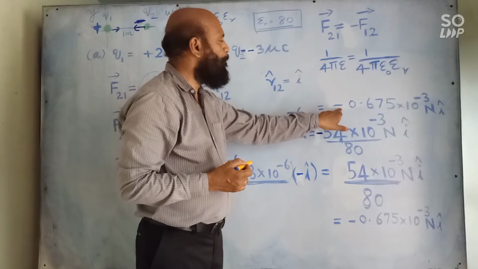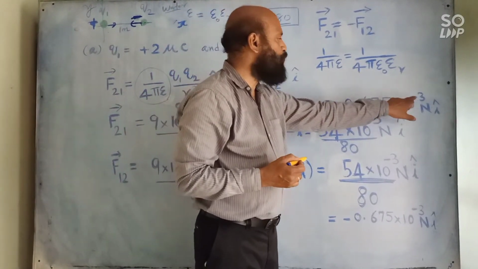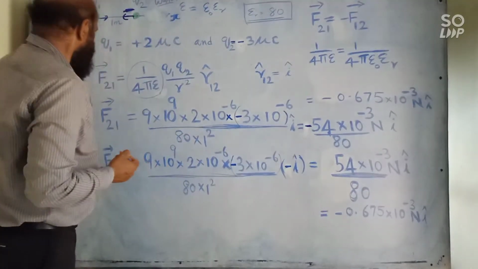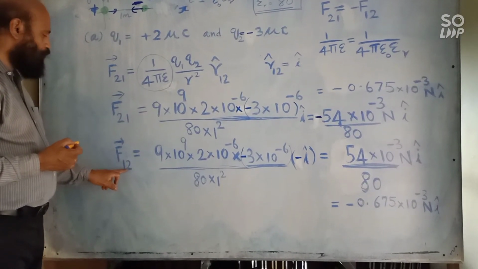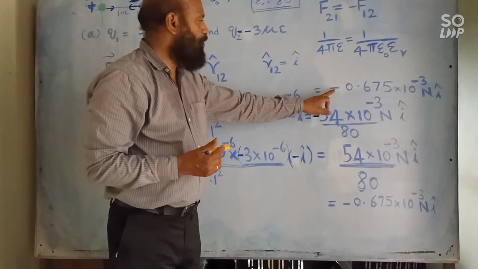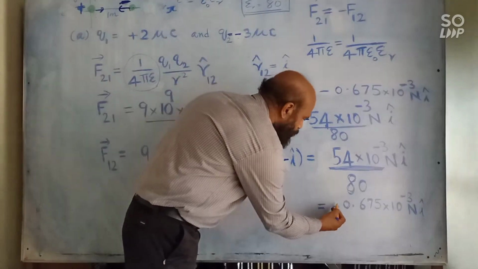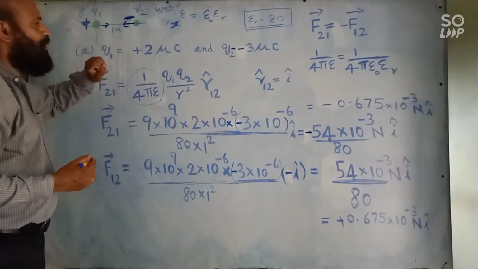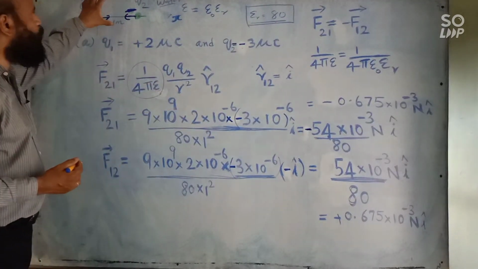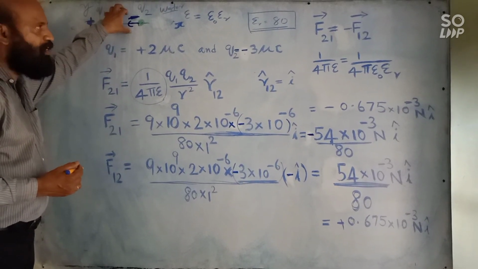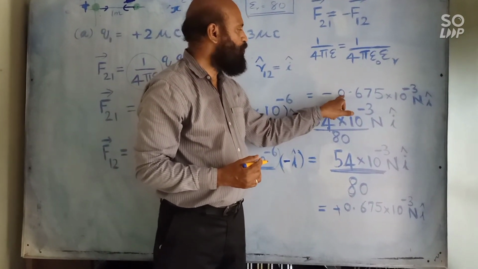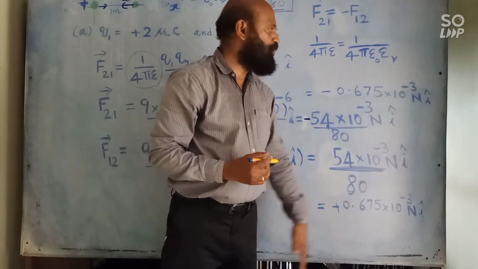So now the force is 0.675 into 10 raised to minus 3. Now the force is reduced. Then this is the force experienced by the first charge because of the second charge. That is equal and opposite. Here it is negative, but here it is positive. So there is no change in the direction. The direction is the same as the previous sum, but the magnitude changes because now we have kept water in between the charges. So the force is now reduced from 54 into 10 raised to minus 3 to 0.675 into 10 raised to minus 3 Newton.